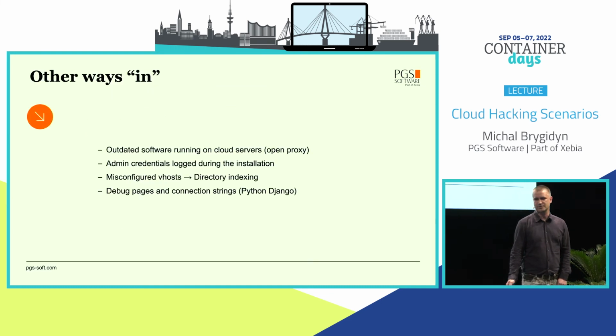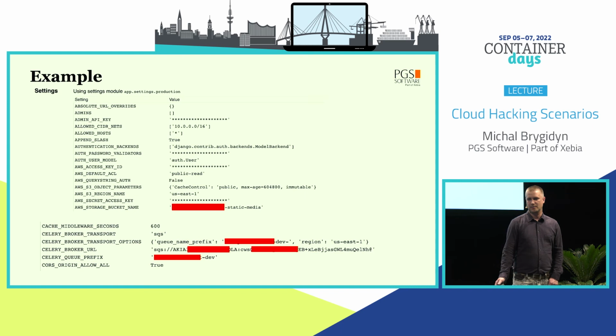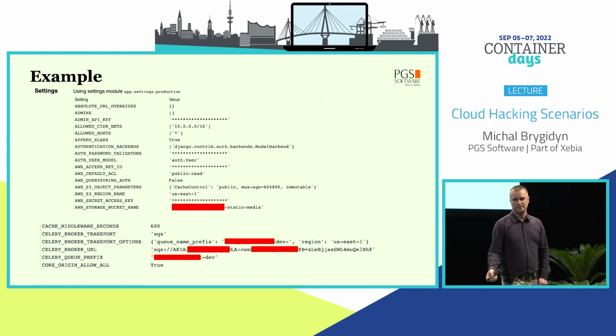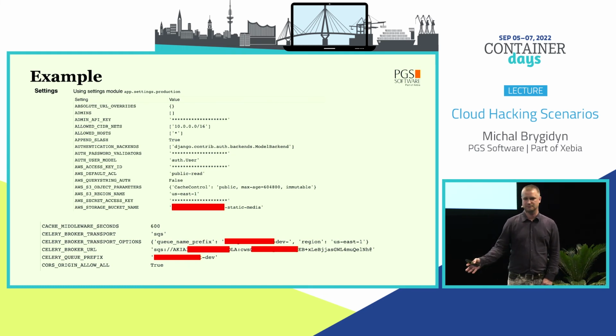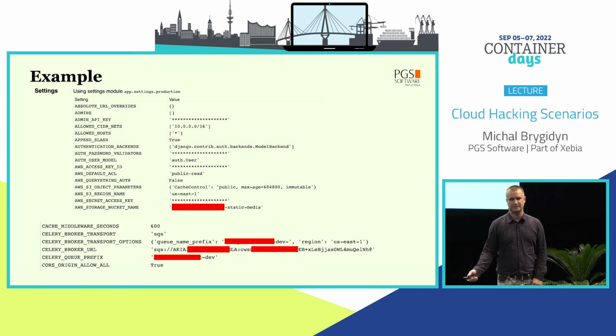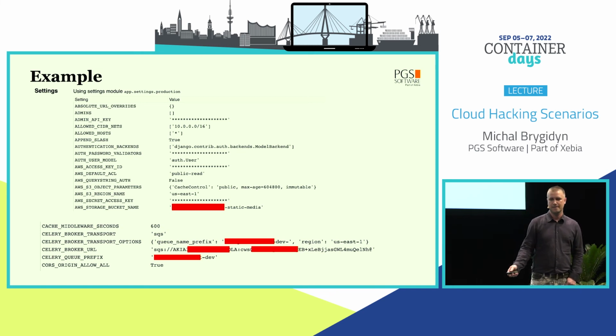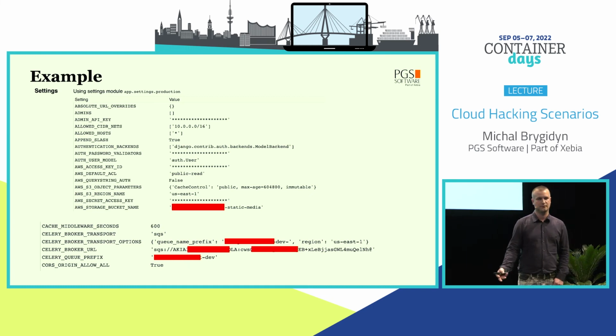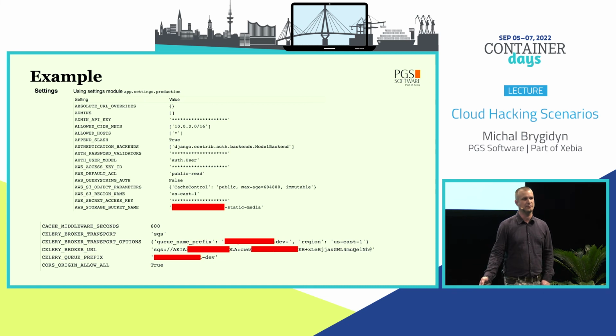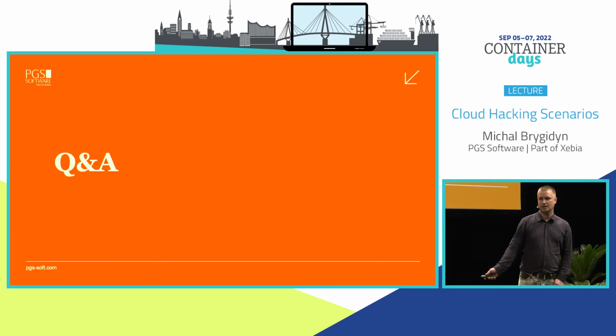Then we have debug pages and connection strings. My example, Python Django. If you use Python Django, you know that on debug pages, it uses stars to hide all sensitive data like keys or passwords. But then you have the Celery broker URL. This is not a password, not a key, but it consists of the access and secret key for an IAM user on AWS. And that's all. Thank you.